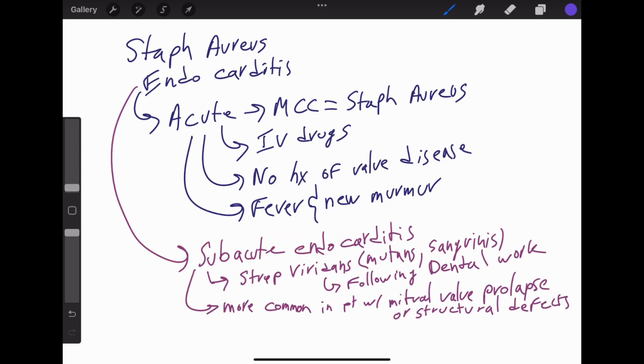Endocarditis. Now, Staph aureus can also cause endocarditis. In the case of acute endocarditis, Staph aureus is the most common cause, especially in IV drug users. These patients typically have no history of valve disease. They will present with a fever and a new murmur.